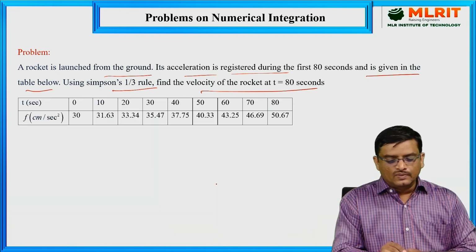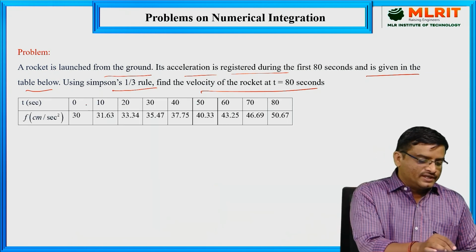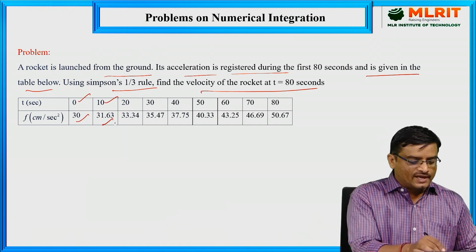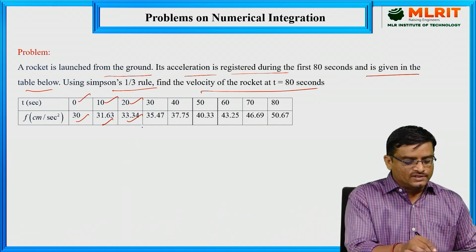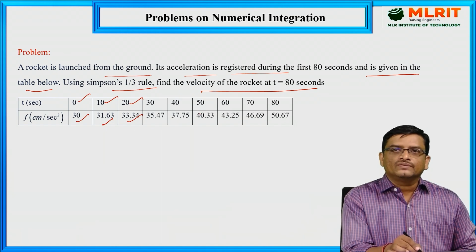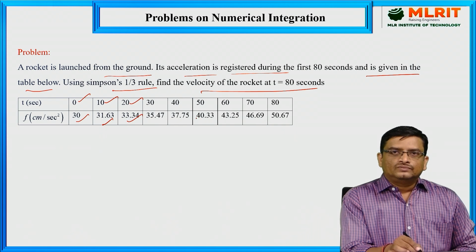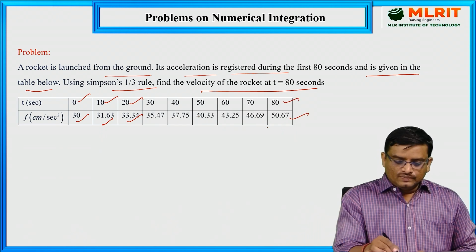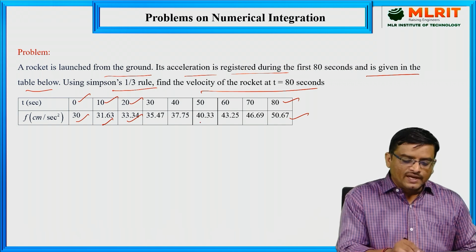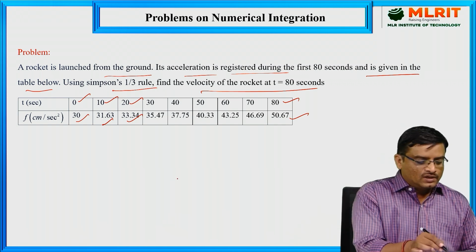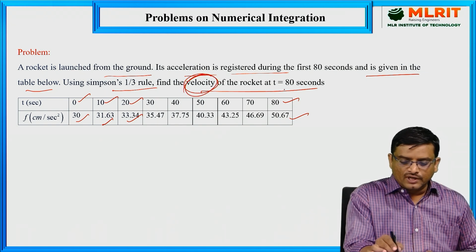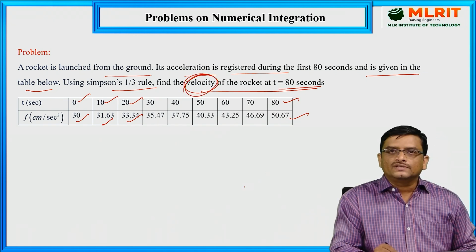So this is the table he has given. At the initial stage, the acceleration is given. After 10 seconds, this is the acceleration. After 20 seconds, this is the acceleration. So for every 10 seconds, he has measured the acceleration. This is the data given. Now, by using this data, we have to find out the velocity of the rocket when t is equal to 80 seconds.